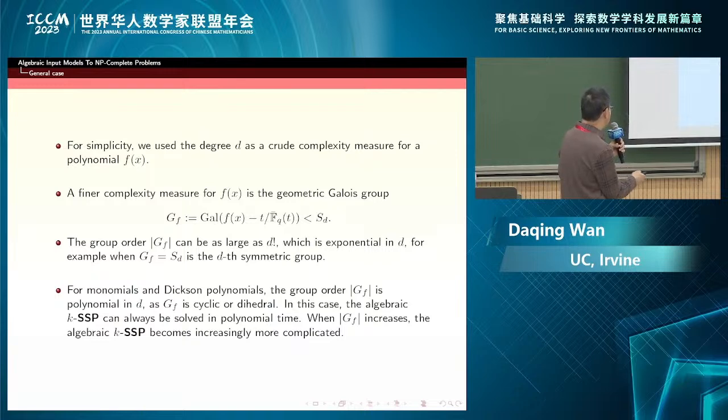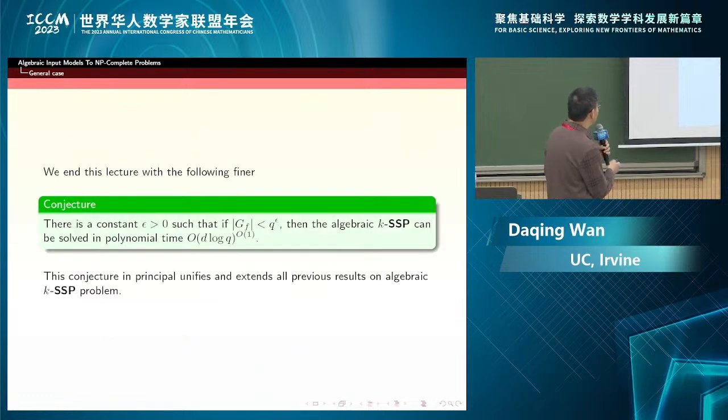Now look at the previous examples we studied, the monomial and the Dickson polynomial. Why are they easier? There's a reason for that. For the monomial, the Galois group is just cyclic of order d. For the Dickson polynomial, the Galois group is just the dihedral group, so its order is 2d. That's polynomial in d, not exponential in d. That also explains why those examples are easier: the polynomial is simple. When the group order increases, the algebraic subset sum problem becomes increasingly more complicated. So if you use this finer measure, we propose this conjecture. It basically says that as long as your Galois group is not too big, there's a polynomial time algorithm to solve this k-subset sum problem in the algebraic model.